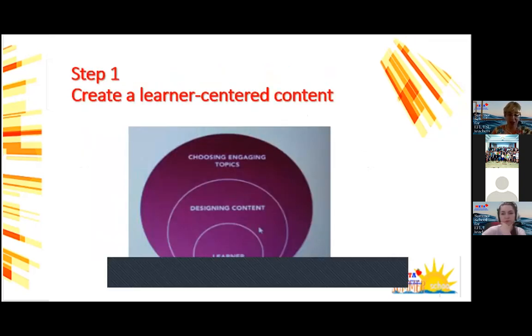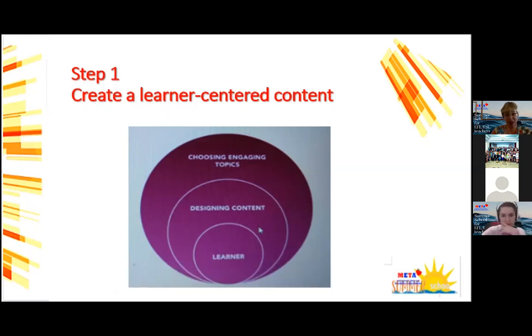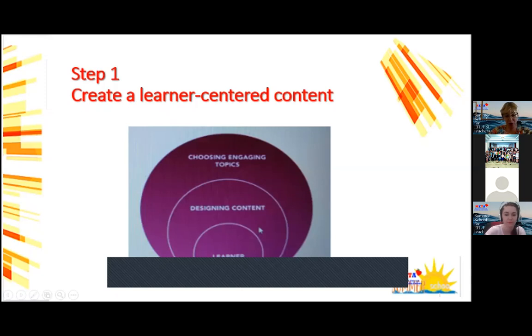Wow. Now I'm going to tell you about the steps of the lesson. First of all, as I have already told, you need to catch their attention. But before you do it, while preparing at home, you need to create learner-centered content. What does it mean? First of all, you need to put the learner's needs first.